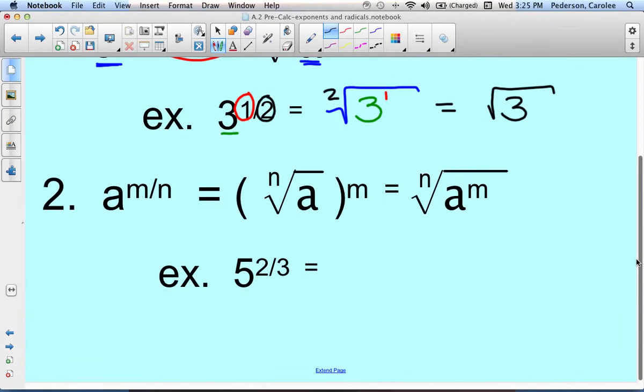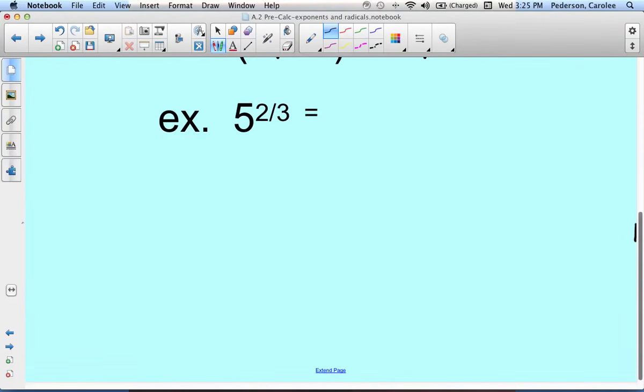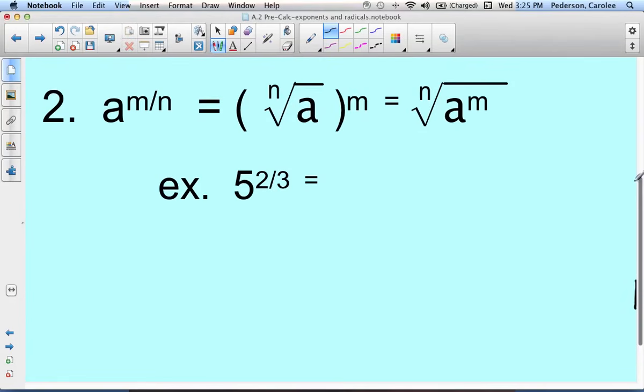Here's the second rule. We have a to the m/n. You can write it 2 ways. When you have this exponential, this is my radicand. But notice the difference of where we put our m. Our numerator can either go out in front or underneath. And then our denominator is our index.